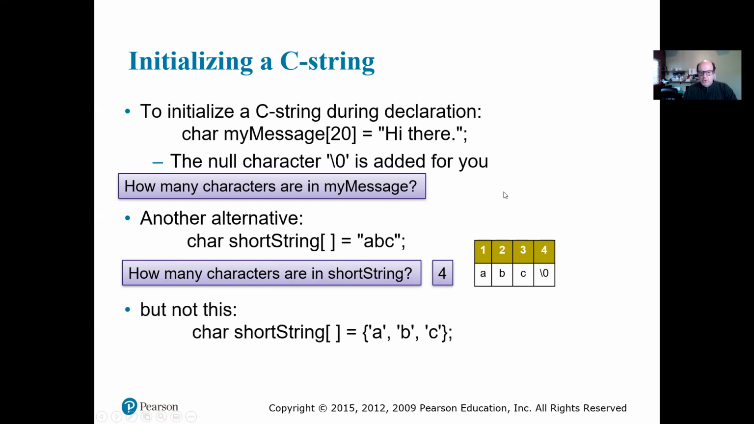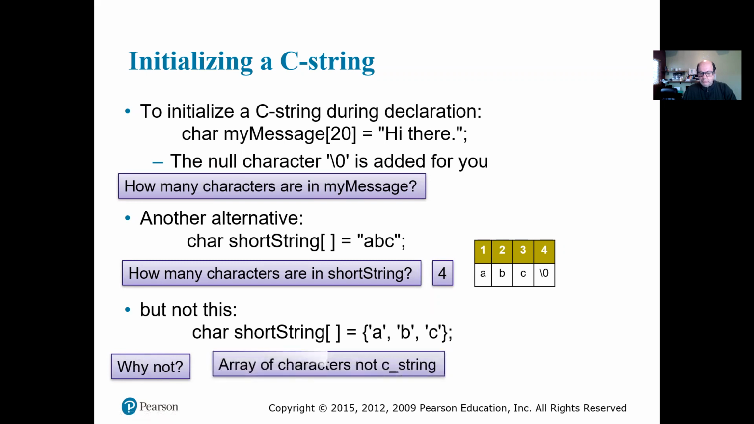Now, you have been used to using braces. Remember, braces are not going to put the \0 or null character in there. So I will have an array of characters, but it is not a C string. So I cannot use it as a C string. So this one is going to have 3: A, B, and C. So the difference between this one and this one is the \0 that I have in here.